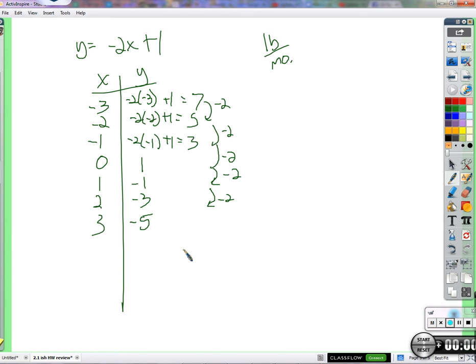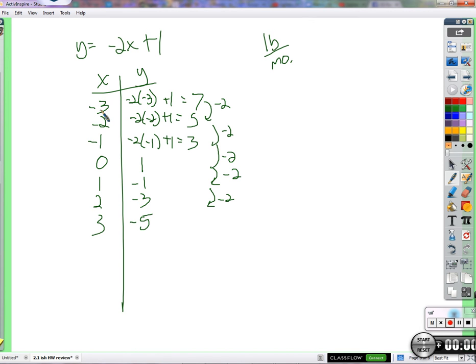For every same increase in x, I mean we go up 1, up 1, up 1, up 1, right? So the y change is the same. It said that they lose 14 pounds. It depends on how long you watch them. If you watch them from negative 3 months to 3 months, then they'll lose 12 pounds.